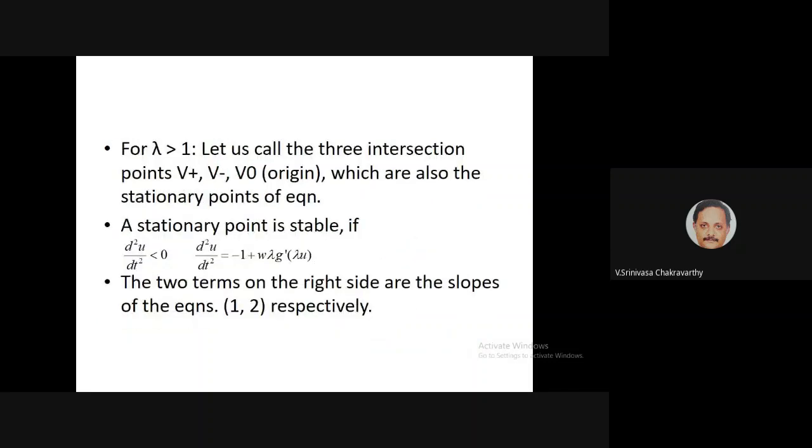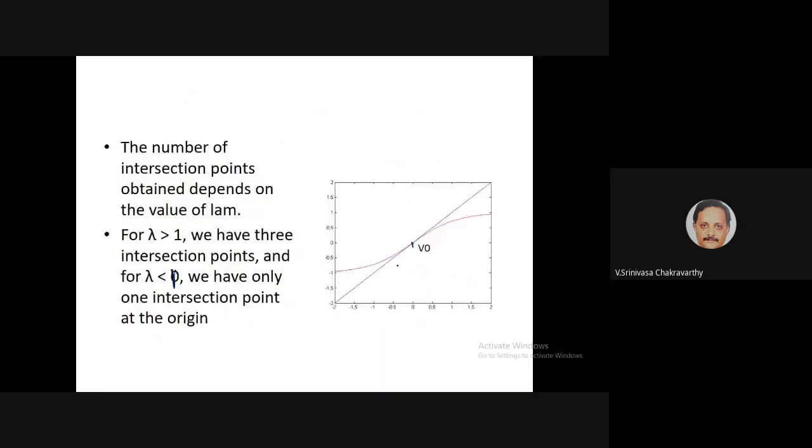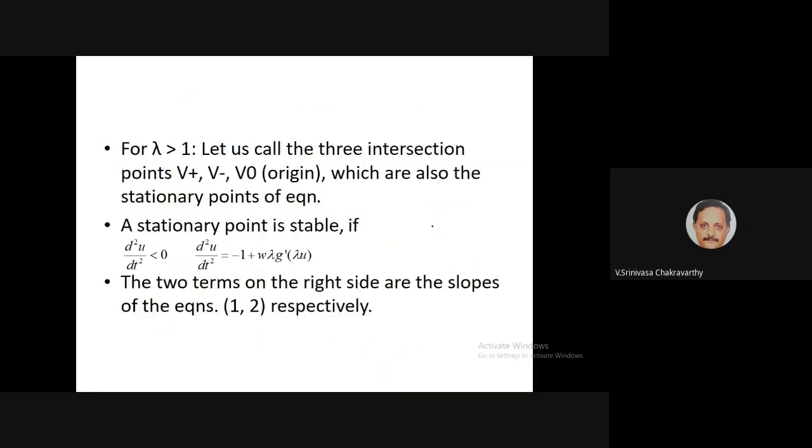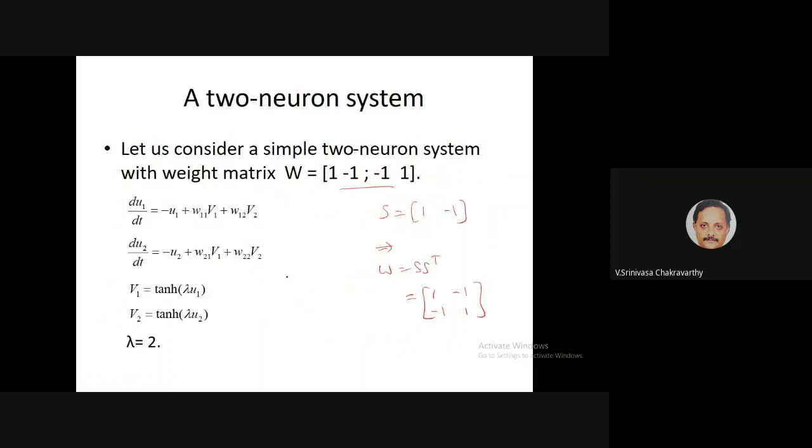Okay, and you can also show that the stationary point is stable. We'll skip all this. We have just applied a simple argument to show that these 2 points are stable. The same thing you can do by calculating the second derivative and showing that the 2 side points are stable.